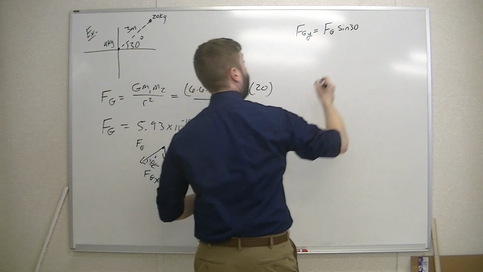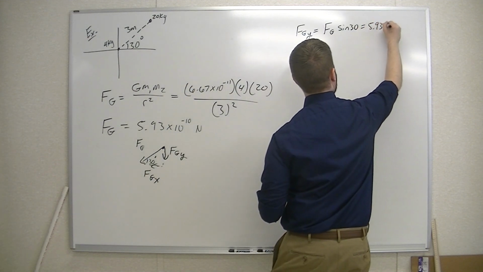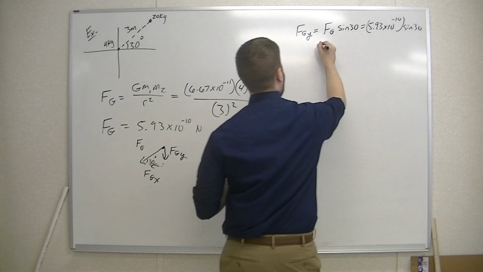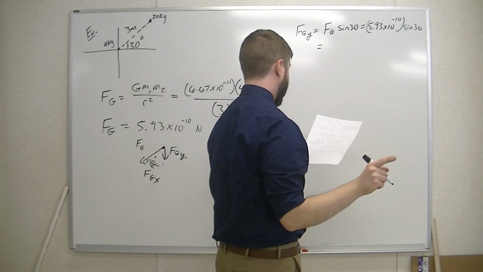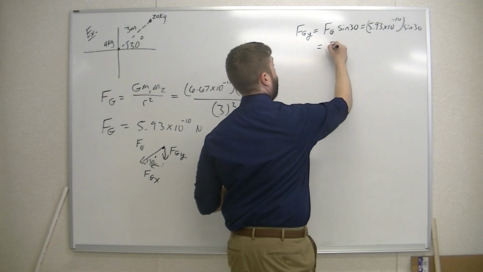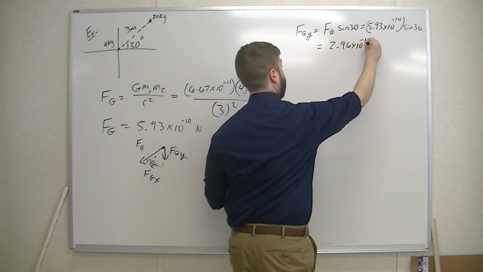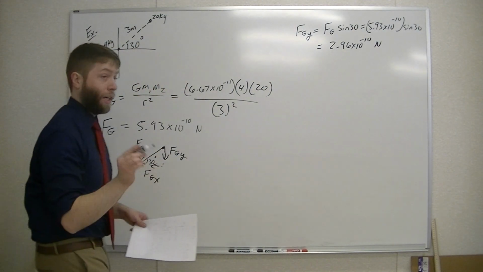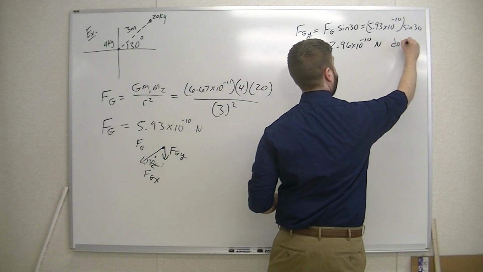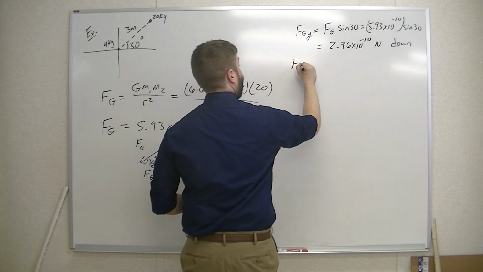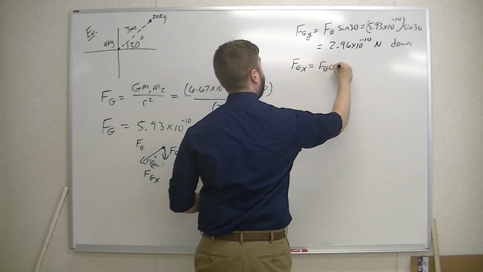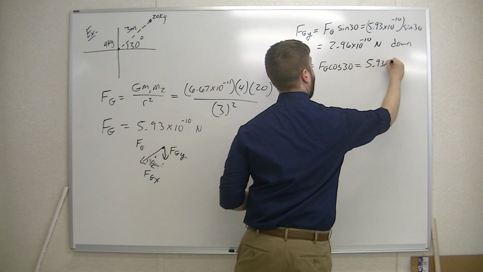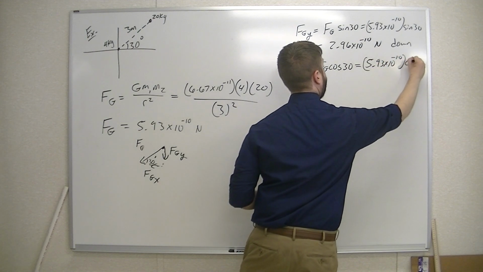So that would be 5.93 times 10 to the minus 10 multiplied by the sine of 30 degrees. And we get a force of gravity in the y direction of 2.96 times 10 to the minus 10 newtons, okay? That's directed down, okay? According to my diagram, that's directed down, so I'm going to say that's down right now. To get FGX, we're going to do FG times the cosine of 30. That's 5.93 multiplied by 10 to the minus 10, multiplied by the cosine of 30.